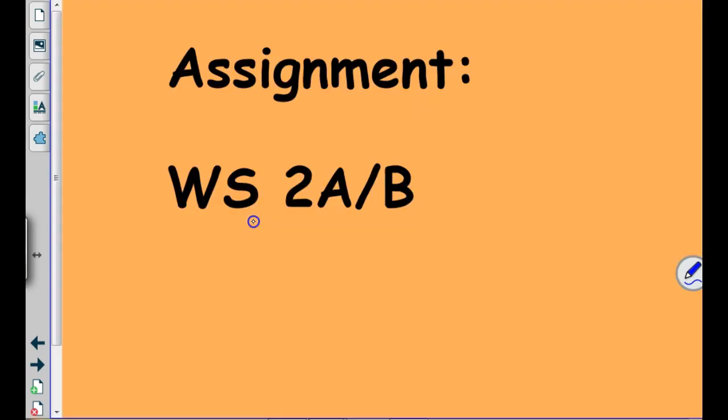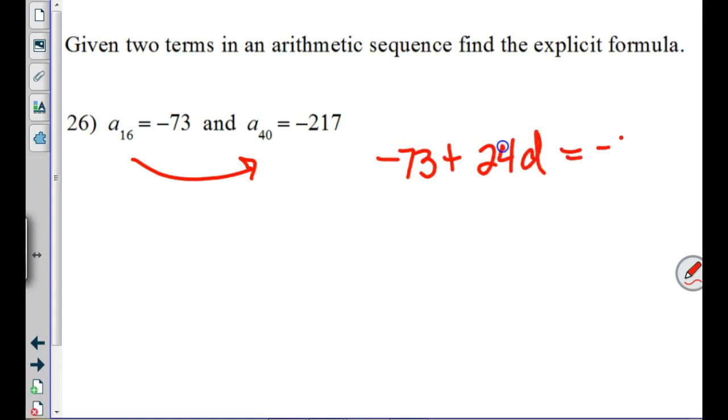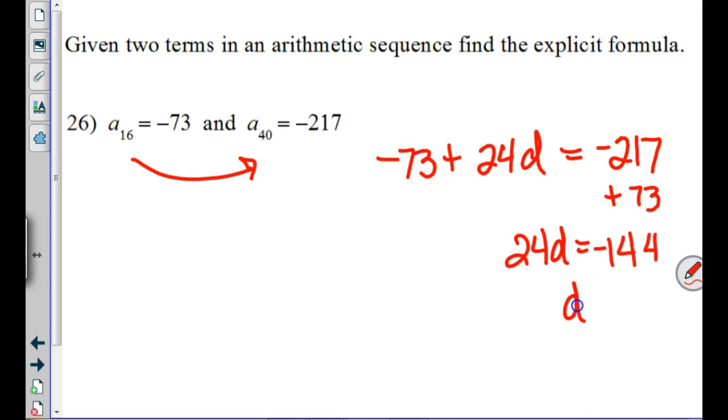Want to try the last one? How many differences were added? Negative 73 plus, yeah, 24 differences got us to negative 217. I'm skipping the in between here. What is that? Negative 144. So then we divide and get negative 6.